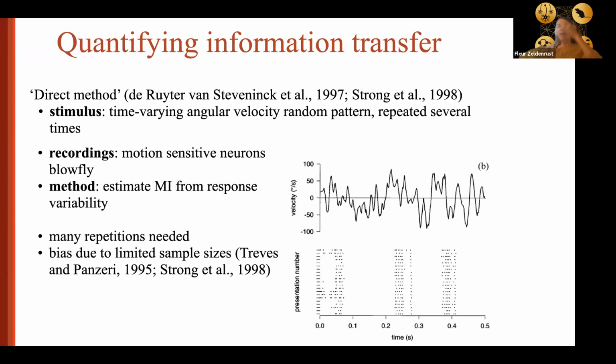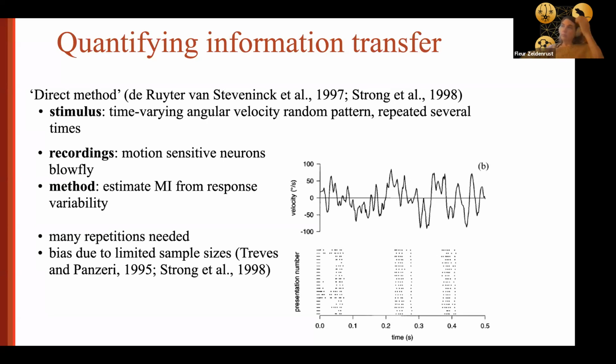There's another method called the direct method, also by the same Rob de Ruyter van Steveninck, where they attacked this problem differently. They give a short stimulus, but repeat it. It was the same thing: the blowfly, the single neuron, the moving random dots. But we repeat the same stimulus over and over again. Here you see the stimulus, and at the bottom you can see, for different repetitions of the trial, when the neuron spiked. There is a good deal of regularity, but also some deviations from trial to trial.